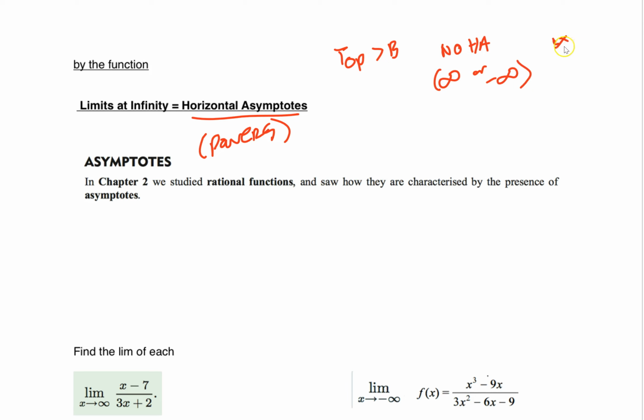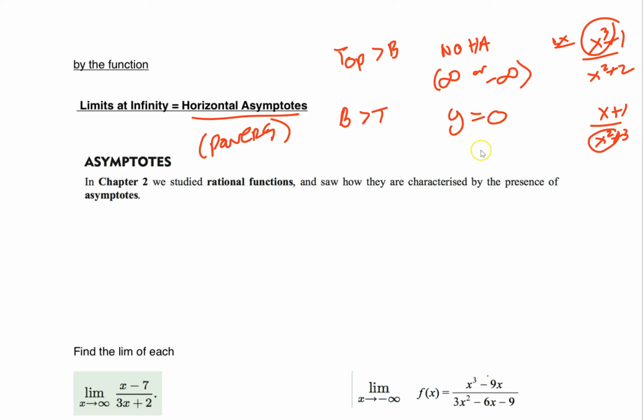But for example, that'd be like x cubed plus 1 over x squared plus 2. Top power is bigger. So when that happens, we had no horizontal asymptote, but for limits, that's either no limit or infinity or negative infinity, which means the same thing. Limit has to be a number. It's like a into-the-weeds thing, but we just say infinity or negative infinity. Now what if the bottom power is bigger? So it's like x plus 1 over x squared plus 3. Bottom is bigger. That's y equals 0. Or for us, the limit equals 0.